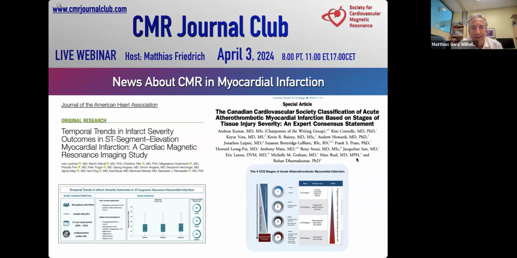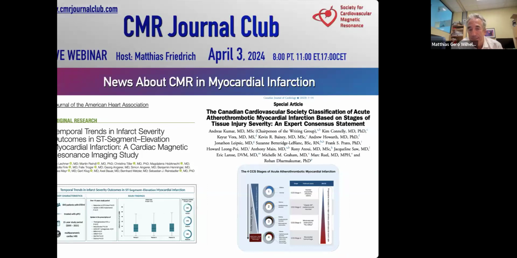Both are on infarct severity and outcomes. One is from Ivan Lechner, from the group of Sebastian Reinstadler, on temporal trends in infarct severity and outcomes in ST elevation MI. And the other one is a proposal of a new classification of infarcts based on the degree and the appearance of myocardial injury. This is also about no reflow, and is from a consensus team from Canada, and the first author is Andreas Kumar. They both have agreed to present on April 3rd.